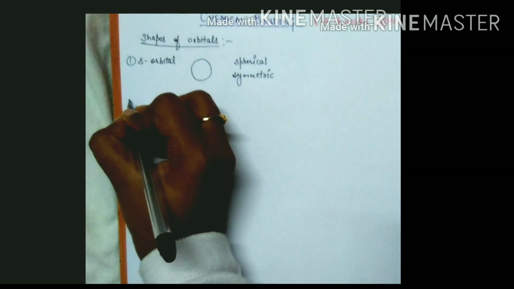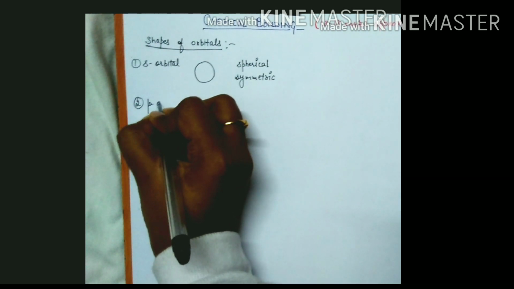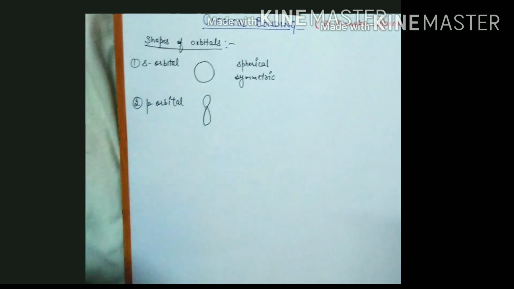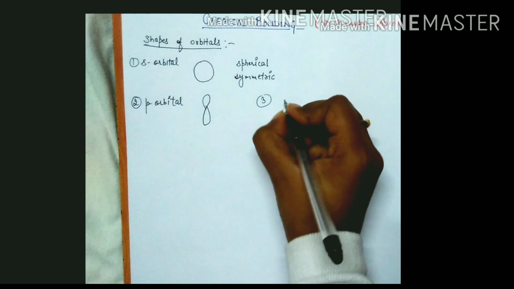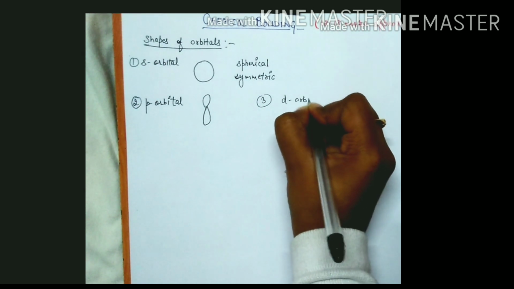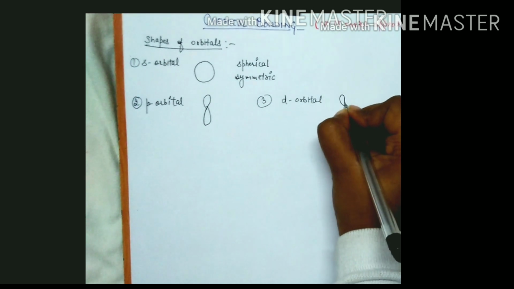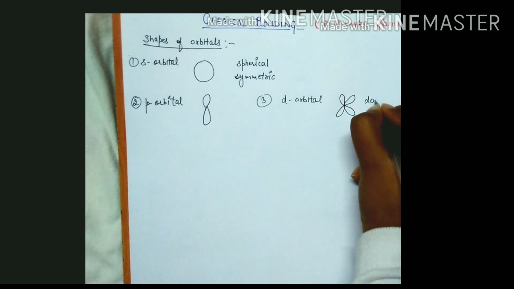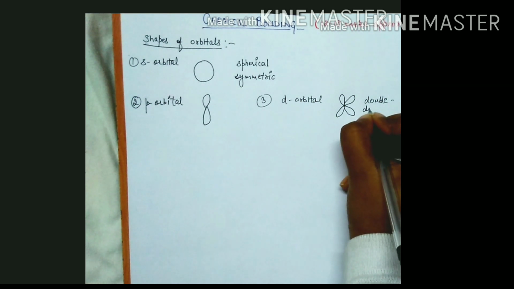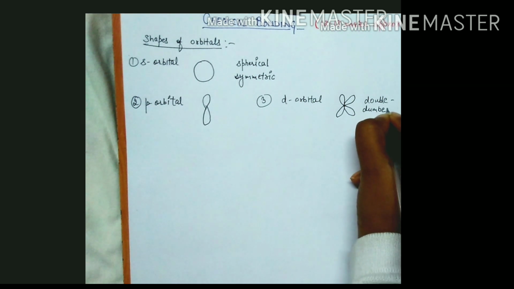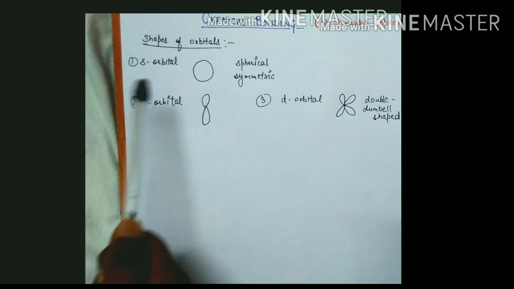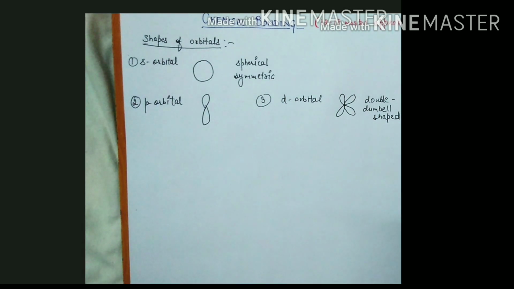Second is your p orbital, which is dumbbell in shape. Third is your d orbital, which is double dumbbell in shape. Okay, so these are the shapes of the orbitals.